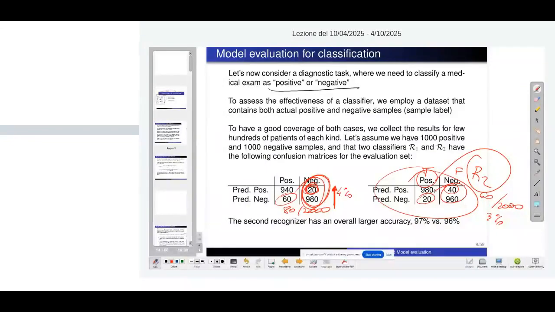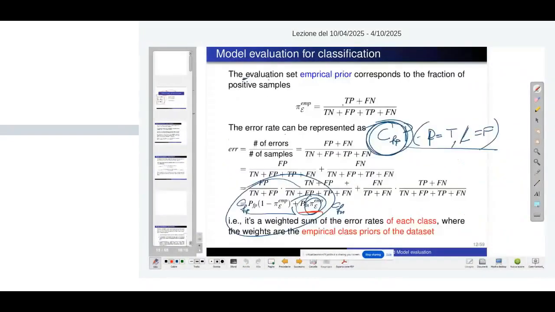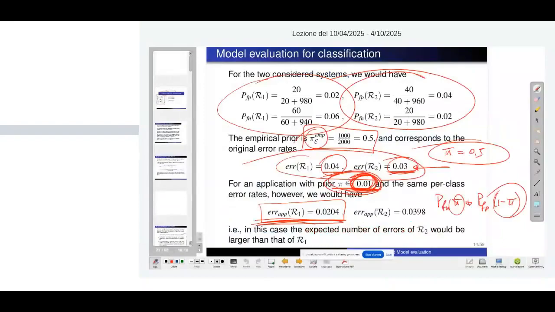So overall, since the people that are ill are very few, the number of errors that I make in total is smaller. If the cost of the errors is the same, so it doesn't matter, both errors have the same cost for me, then it's better to use the second, because I will pay this cost only 2% of the times, while with the second classifier, I would pay that cost almost 4%.